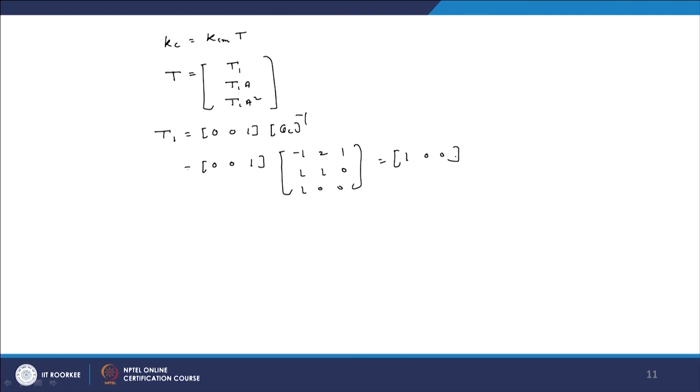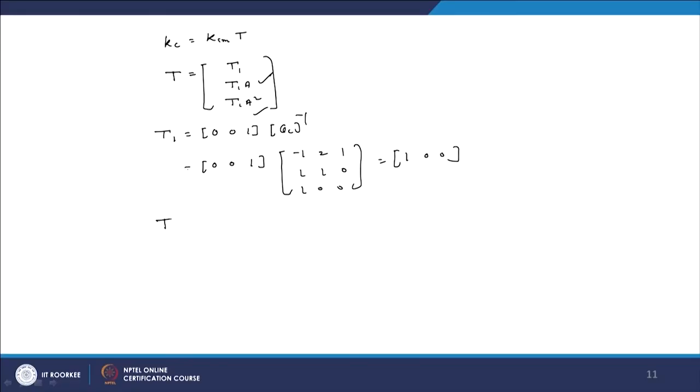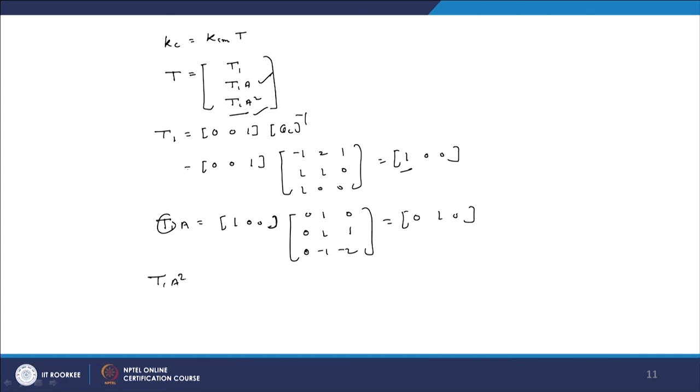So we have got T1, but T involves T1A as well as T1A square, so we have to determine those. If you multiply T1 into A, T1 is 1, 0, 0 as we determined, and the original A matrix is 0, 1, 0, 0, 1, 1, 0, minus 1, minus 2. After solving we get 0, 1, 0. Then lastly we require T1 into A square, that is T1A into A. T1A we already determined as 0, 1, 0, and multiplying by A we get 0, 1, 1. So we have got T1, T1A as well as T1A square.